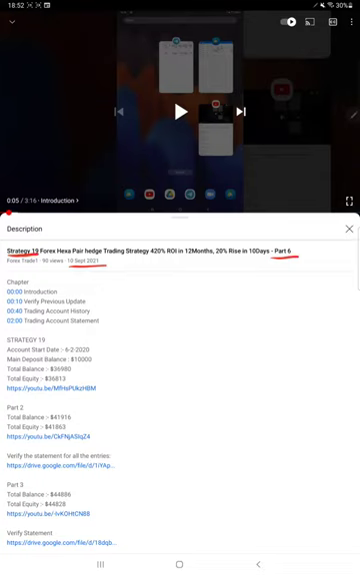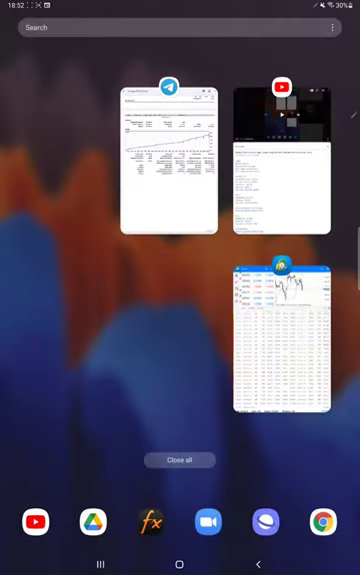So as you know, in the YouTube description you can get the strategy detail, profit update, and trading account statement, so you can verify all these details. And now we will start part 7 from the trading account history.